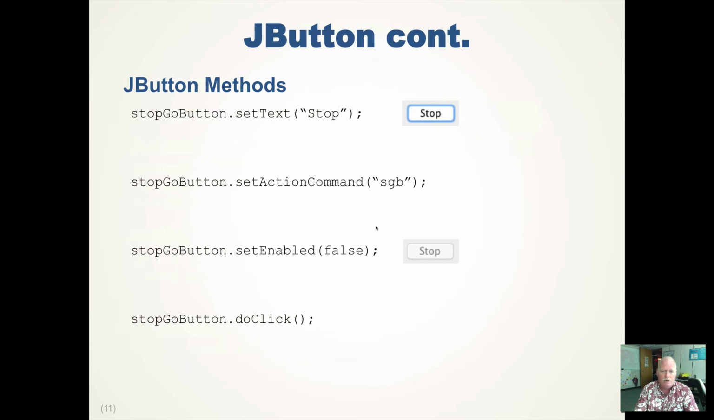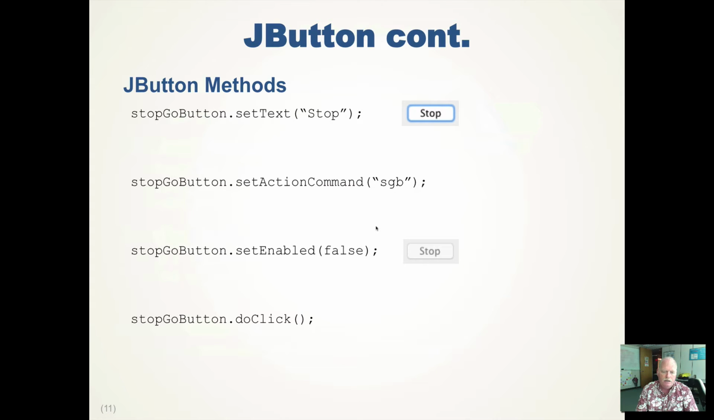We can also go at any point and change the action command to a string. That might be useful in this case where our label is switching back and forth between go and stop. Maybe we want an action command that we can use in our action listener to make a decision on which button was pressed. We can also enable it, and as I said earlier, when you set enabled to false, the button gets grayed out and is no longer clickable by the user.